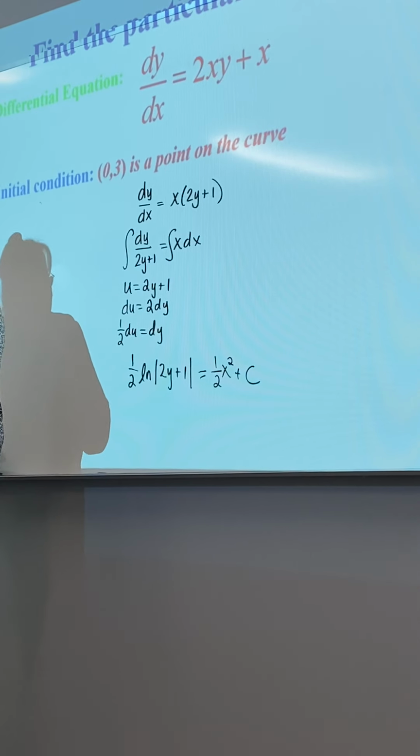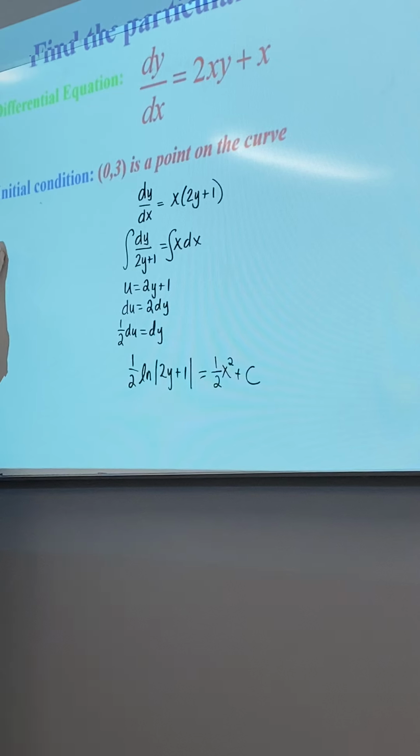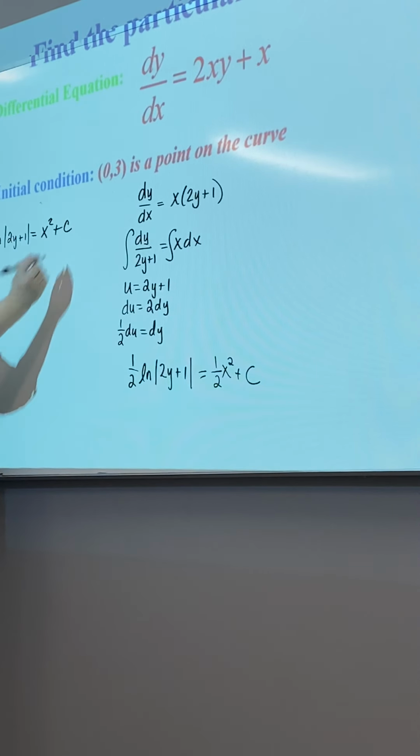So you have a choice. You can either make this a square root, or you can just multiply everything times 2. I'm gonna do the multiply by 2 thing. So that gives me natural log of 2y plus 1 equals x squared plus c. It's just a different c now, twice as big as it was before, it doesn't matter. Now I'm gonna get rid of the natural log by e-ing both sides. So I have 2y plus 1 equals c e to the x squared.